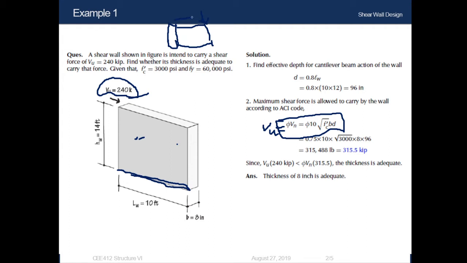So this is the height, which is hw. This is hw, and so it's simply a cantilever beam. It looks like a cantilever beam. So if we consider it as a cantilever beam, then this is the total depth, and from the total depth we can easily calculate the effective depth, which is 80% of the total depth, or 0.8 lw.